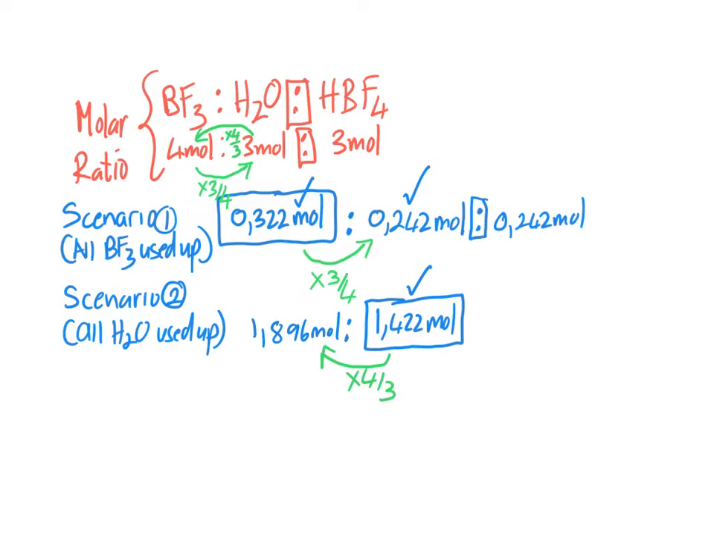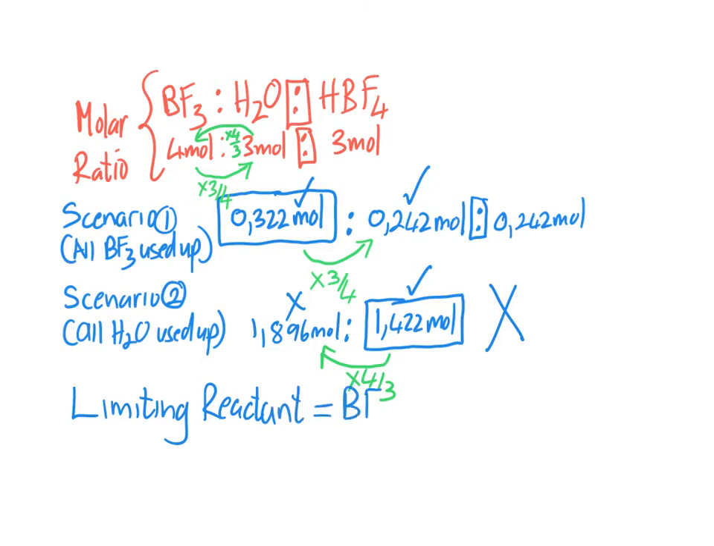Now, the problem is that we don't have anywhere near that amount of boron fluoride to react with the water. So this scenario doesn't work. So what is the limiting reagent here? Well, we can see that boron fluoride is the limiting reagent because there's not enough boron fluoride to react with all the water. So the limiting reactant is boron fluoride because there isn't enough of it in order to fully react with the water.